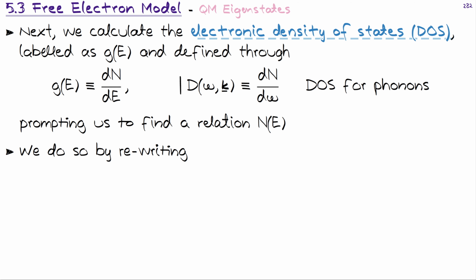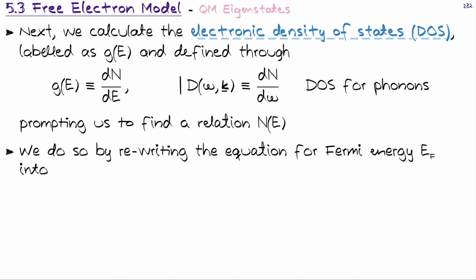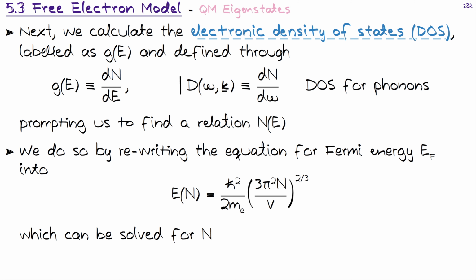And we do this by basically rewriting the earlier equation. So the earlier equation for the Fermi energy gives us the energy as a function of n. That will be equal to h bar squared divided by 2 times the mass of an electron me, and then inside the parentheses we have 3 times pi squared times the capital N number of states in our volume we are treating, so L cubed, and then this is to the power of 3/2. And this, of course, we can solve with respect to n, and that would give us what we are seeking here.